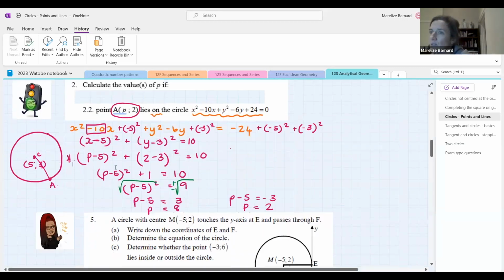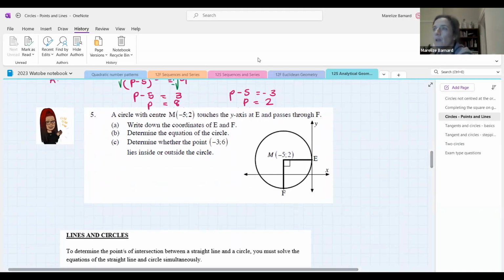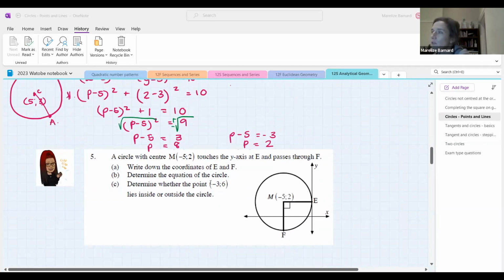Alrighty, so here's our last question. A circle with center M touches the y-axis at E and passes through F. Write down the coordinates of E and F. So have a look at this diagram and see if you can figure out what E and F are. Post it in the chat if you know.